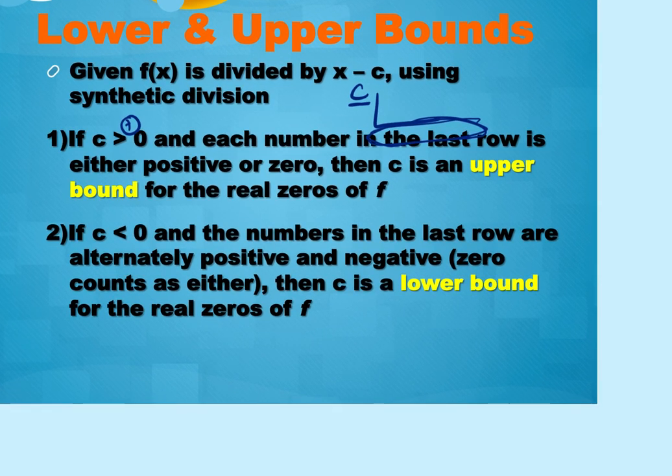If the C is negative, and again, you put it on the outside and you divide synthetically, and the numbers on the bottom here alternate positive and negative, and a 0 could count as either. So it can go positive, 0, positive, and that would count as alternating. Then again, the 0 is not necessarily a 0 unless it has a remainder of 0. But what it does tell you is that it's a lower bound, meaning don't try anything smaller than this. They won't work. So it narrows down your possible bank, okay?